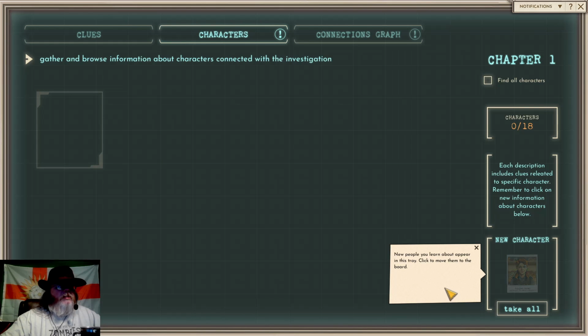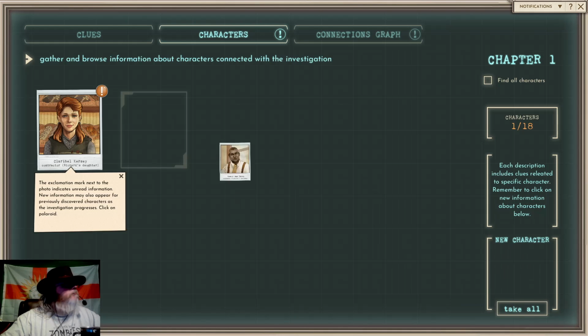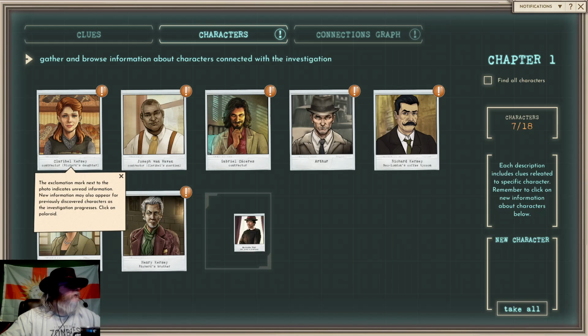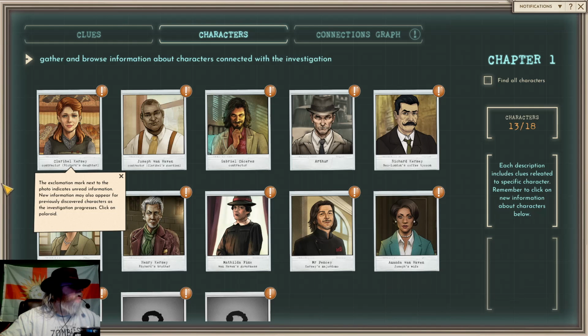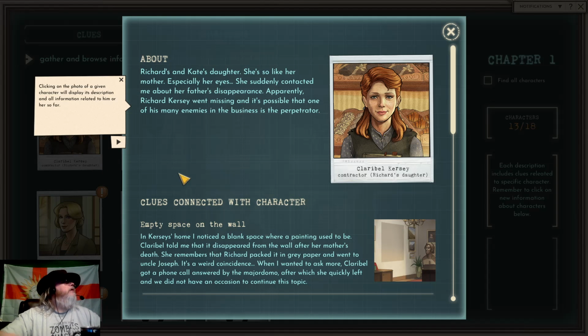New people you learn about appear in this tray. Click on them to move them to the board. There we are. The exclamation mark next to the photo indicates the presence of unread information. New information may also appear for previously discovered characters as the investigation progresses. Click on the Polaroid. Clicking on the photo of a given character will display its description and all information related to him or her so far.